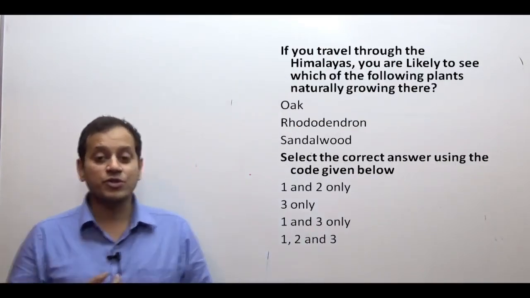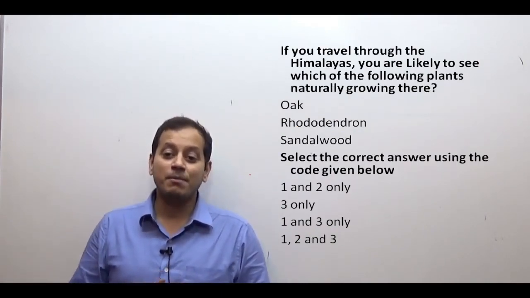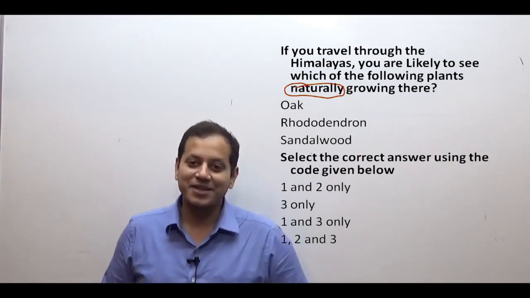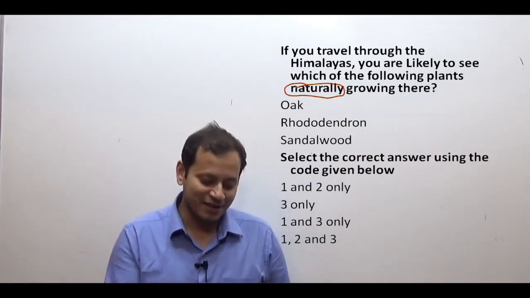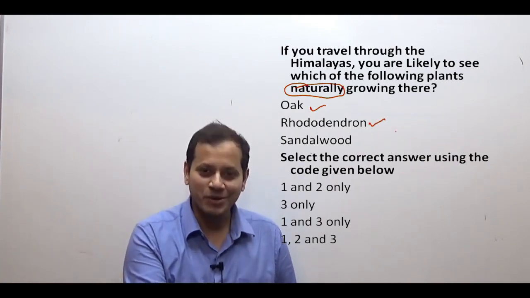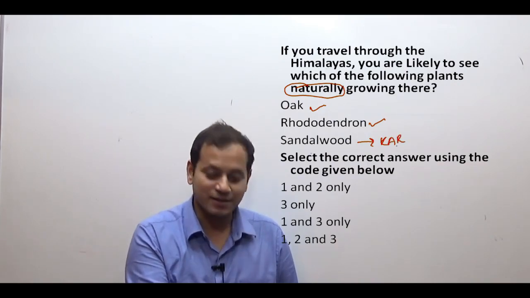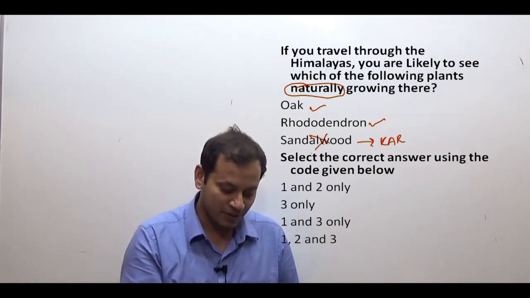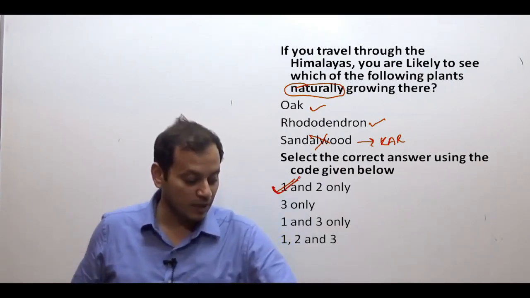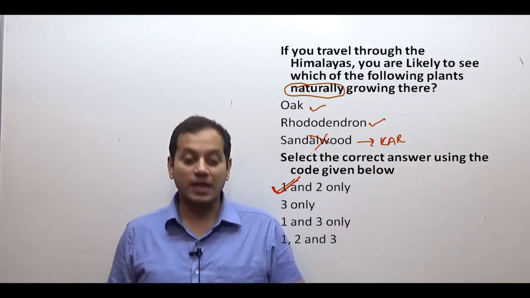Now the next question. If you travel through the Himalayas, you are likely to see which of the plants naturally growing there? In this lecture itself we have done oak, yes. Rhododendron, yes. Sandalwood, what did I say? Karnataka region. So sandalwood is not here. So the answer is 1 and 2 only.